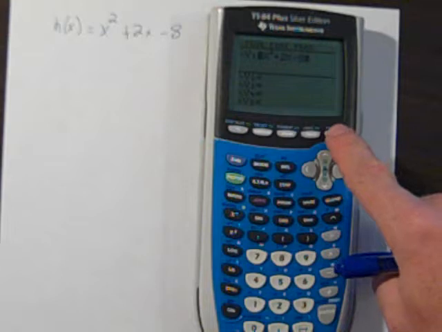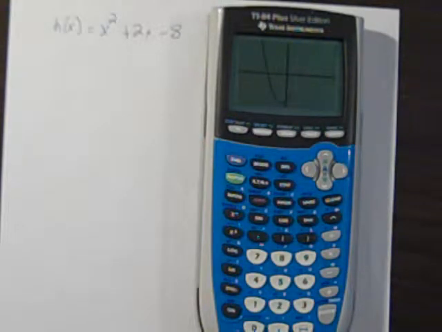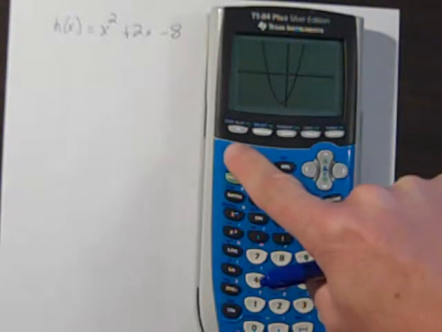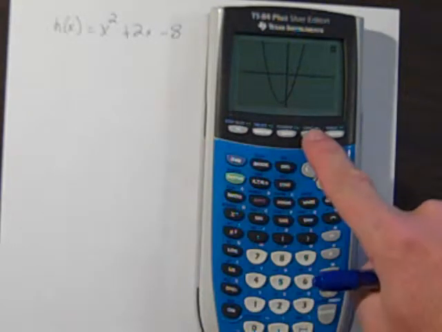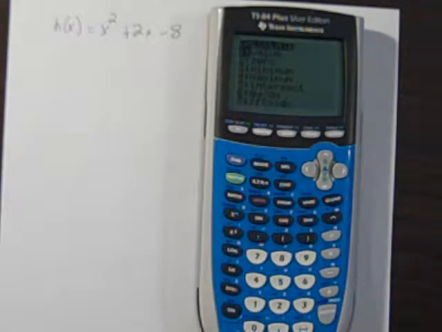I'm going to hit graph and we'll see what the graph looks like. Hopefully it'll be on the screen. And it is. Now what we're going to do is we're going to just find the vertex. So we're going to go to second trace, the two buttons that I'm going to use here. I go second trace, and that gives me calculate.